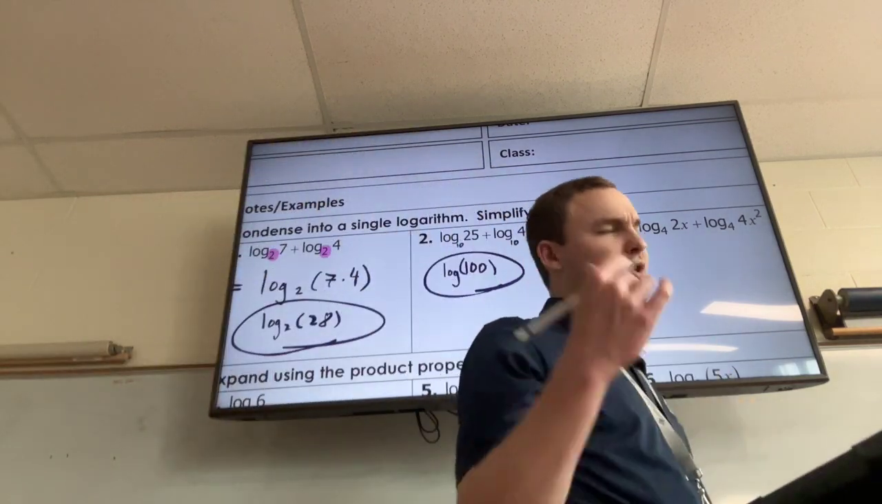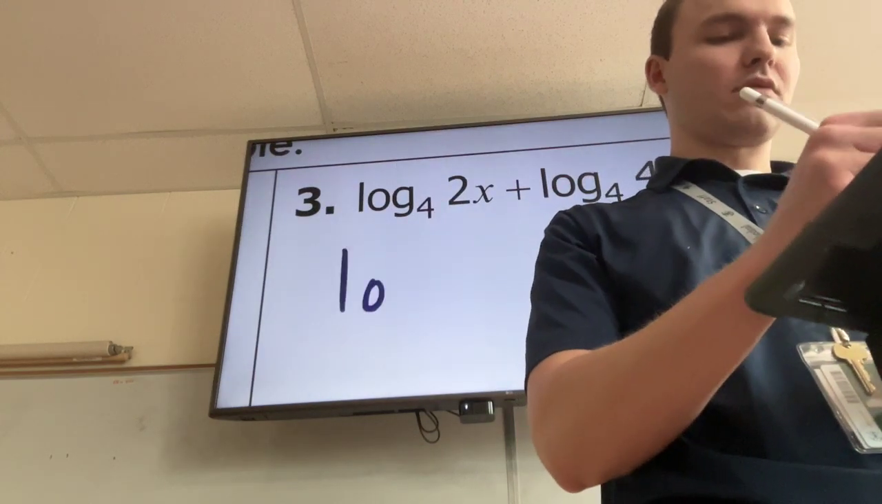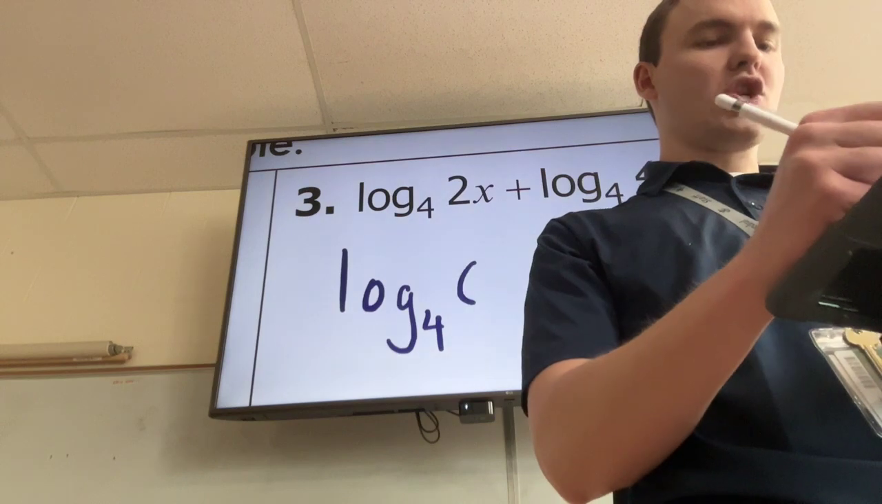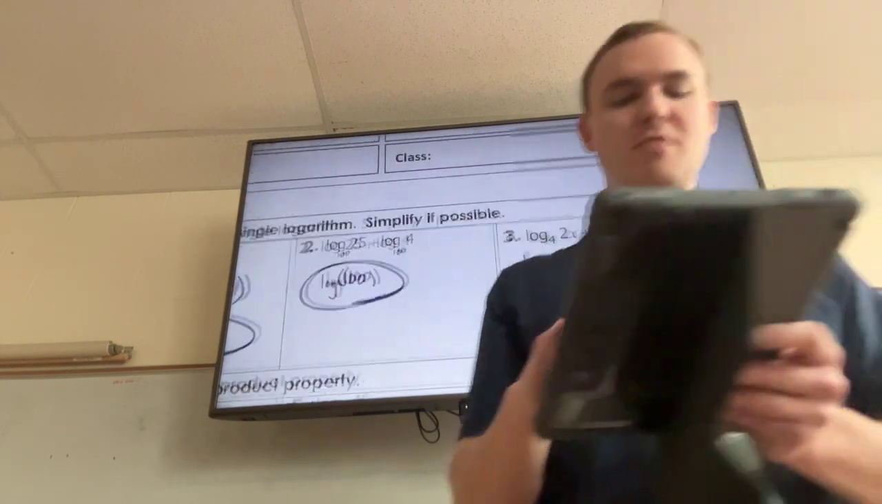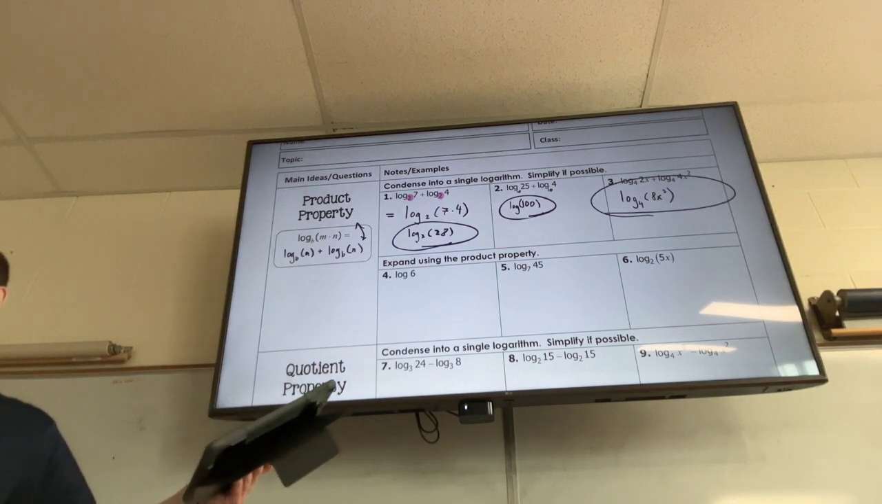All right, and then number 3, first of all, do they have the same base? Okay, so what do they condense to? 8x cubed. Cubed. Okay, how are we feeling about those 3? Or is that the final answer? Yeah. Just circle it. All right, can I move on to number 4? Is that too fast? All right, moving on to number 4.